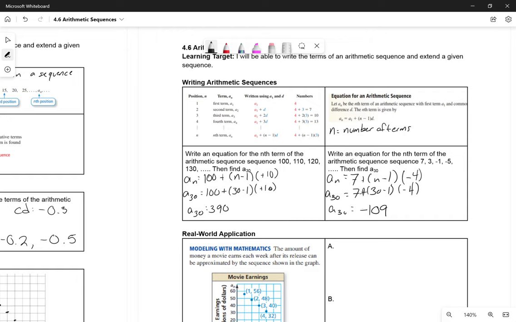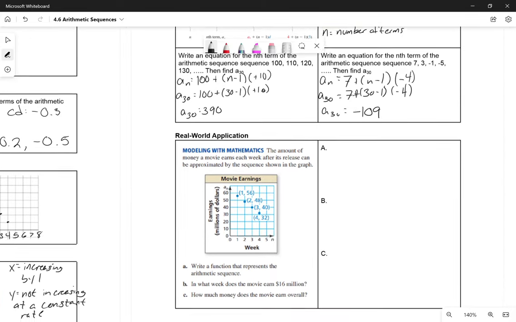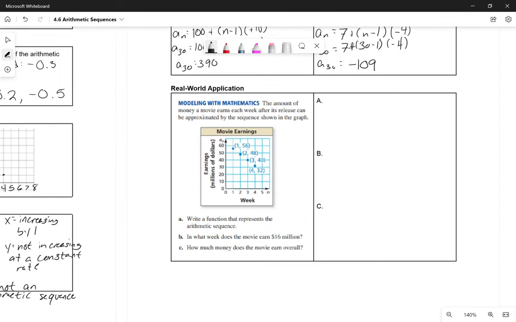But let's use some real world stuff. We all have hopefully seen a movie before. So we're going to take a look at this model and first check, because we're working on arithmetic sequences, that it's going by a constant rate, which you see our x values are doing, and so are our y. So first check, good. The amount of money a movie earns each week after its release can be modeled by a sequence shown in the graph, which we just checked. Our x-axis represents the number of weeks since the movie's release, and the y-axis is the millions of dollars the movie has earned.